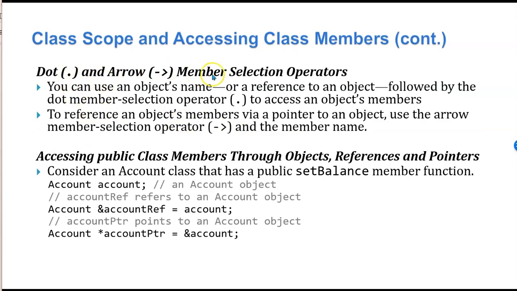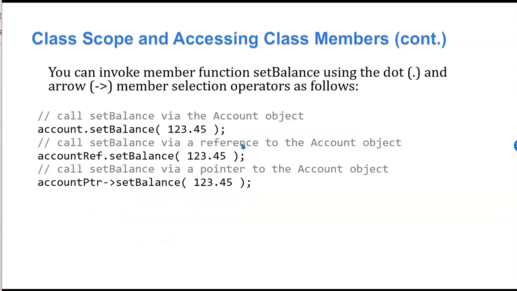So, dot and arrow member selectors. You can use the object's name or a reference to the object followed by the dot member selection operator. To reference an object member via pointer, you use the arrow member operator. So, if we have an account, an account ref and an account pointer, we would access them as follows: account.setBalance, accountRef.setBalance, and accountPtr->setBalance.